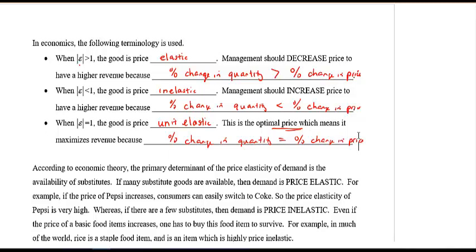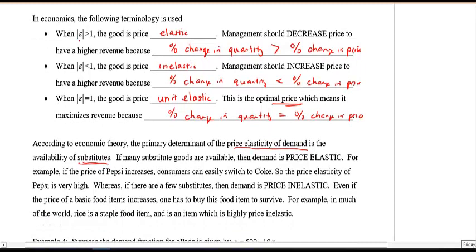So, according to economic theory, the primary determinant of this price elasticity of demand is really the availability of substitutes. So the idea is you can sell something for more and people will buy it if you're the only person on the market. But once a substitute comes in, like a knockoff from China, then you've got problems because then, guess what? You have competition. So when many substitutes are available, then the demand is usually elastic. For example, if the price of Pepsi increases, consumers can easily switch to Coke. So the price elasticity of Pepsi is really, really high.